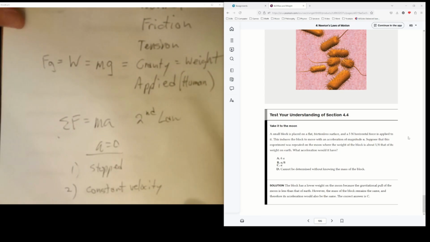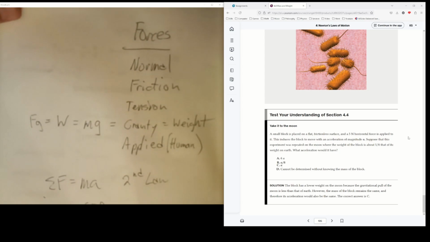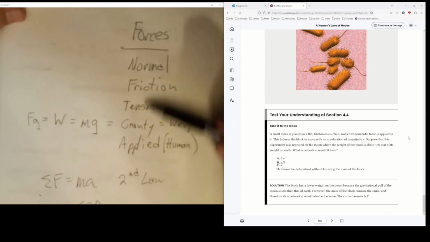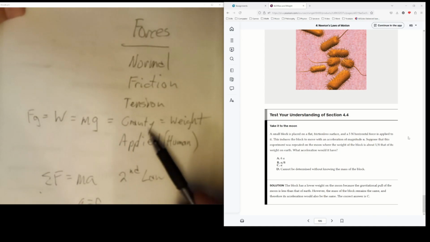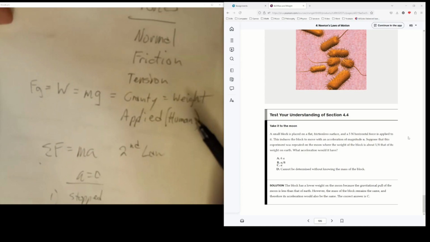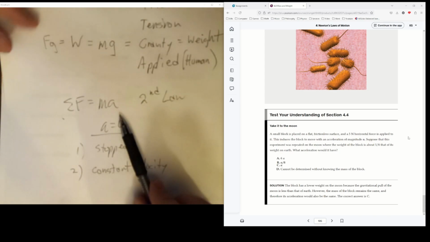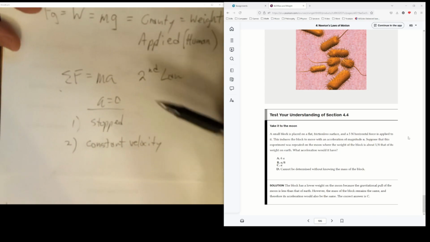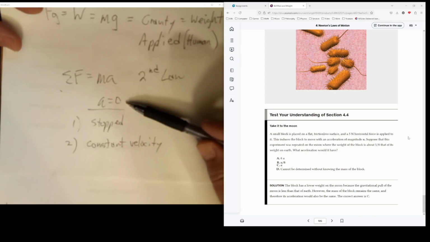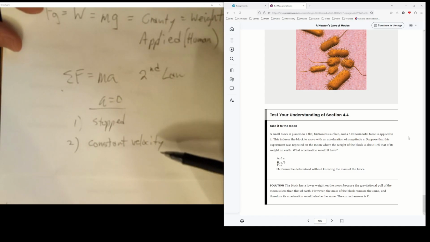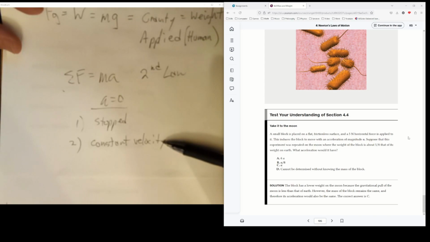So this is what I would call my summation. I didn't quite fit it all on camera there, but here are the 5 forces. Gravity is mg at the surface. Newton's second law, summing the forces equals ma. And don't forget, an acceleration of 0 means you could be stopped, or more importantly, try to remember, you could be at a constant velocity.